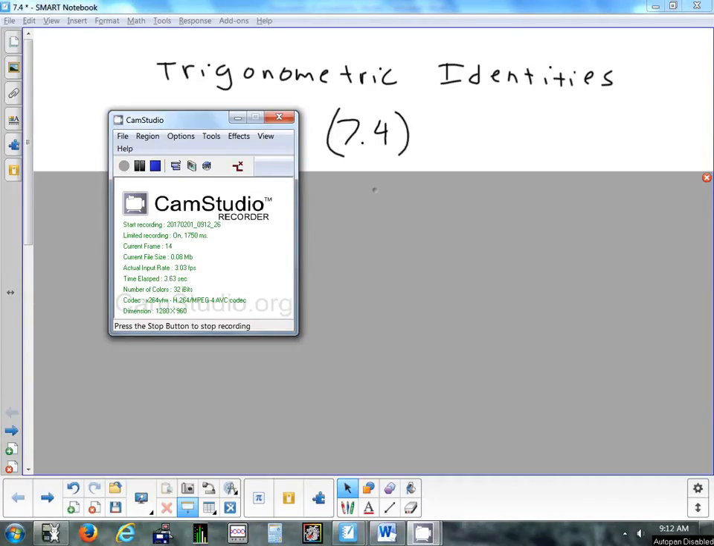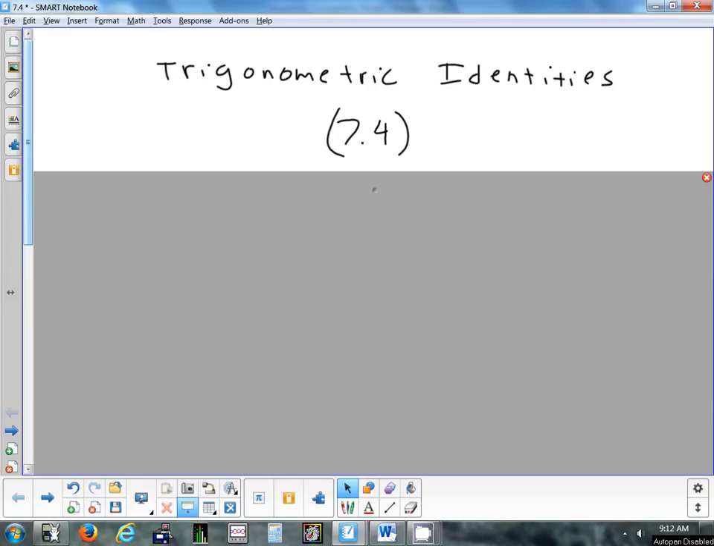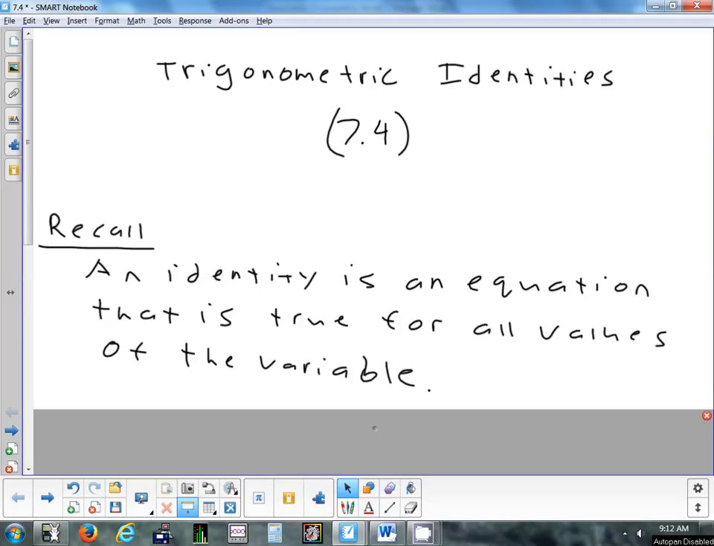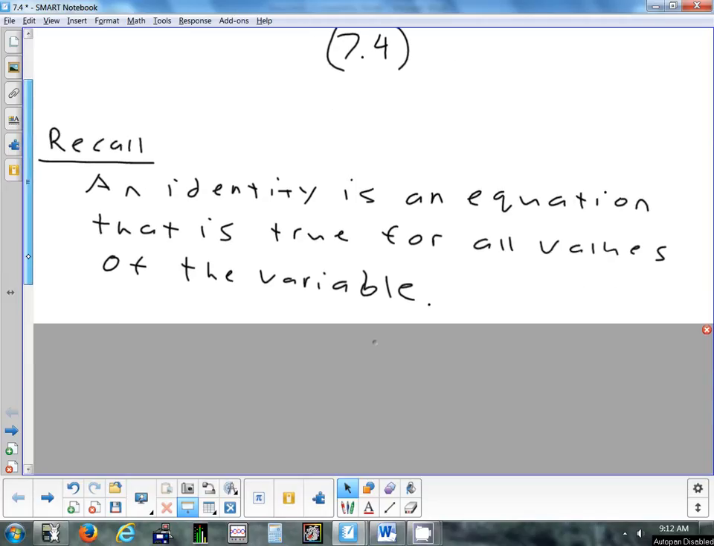All right, so our last section this week is 7.4. We've already touched on this section before, looking at trig identities. We're just going to review a little bit of what we've done and go into a little more depth. Just a reminder of what an identity is: an identity is an equation that is always true for all appropriate values of the variable.